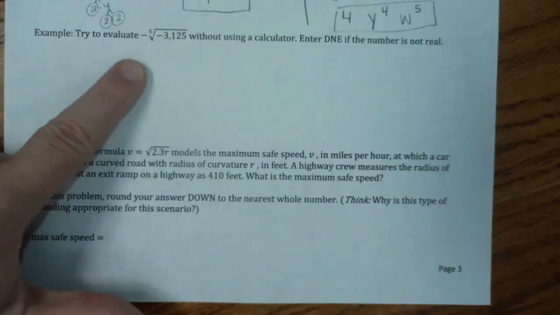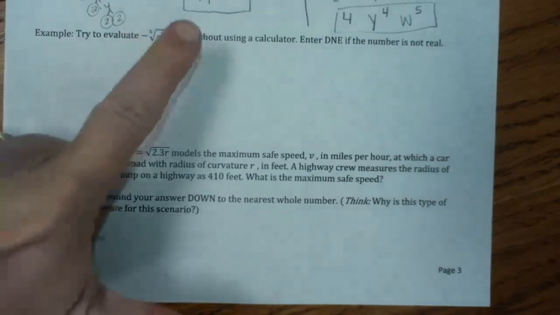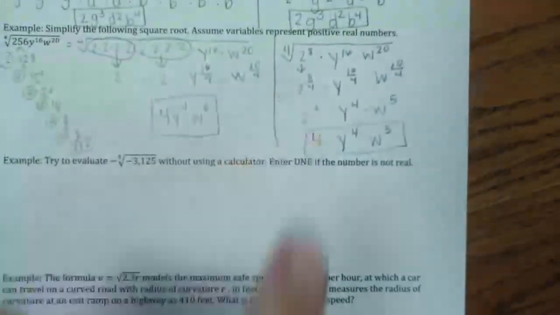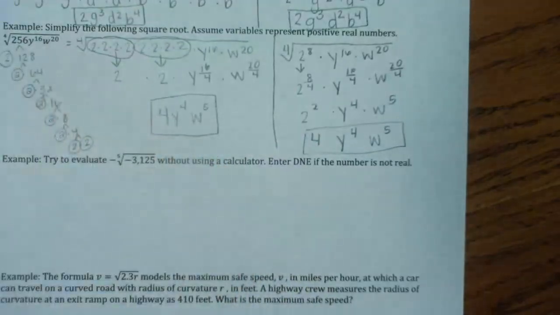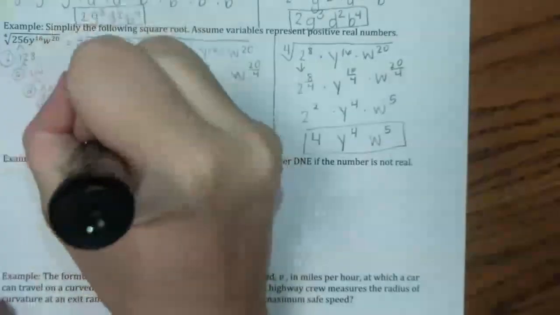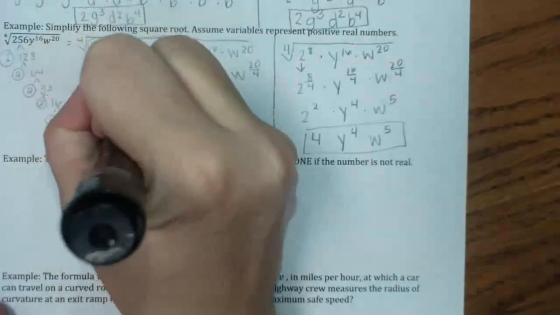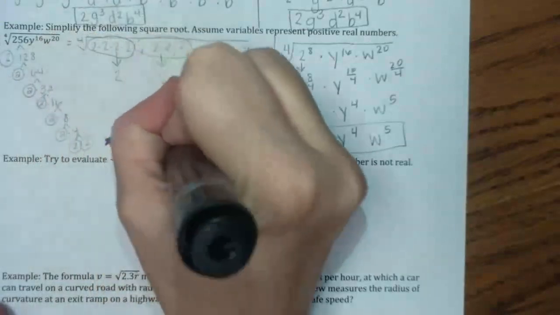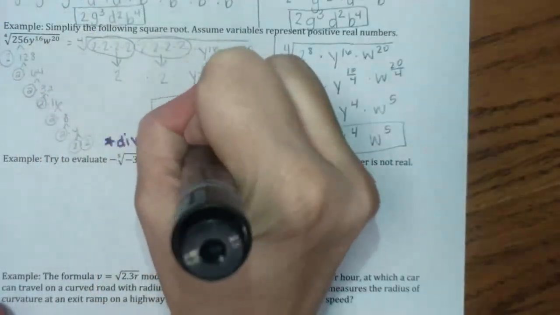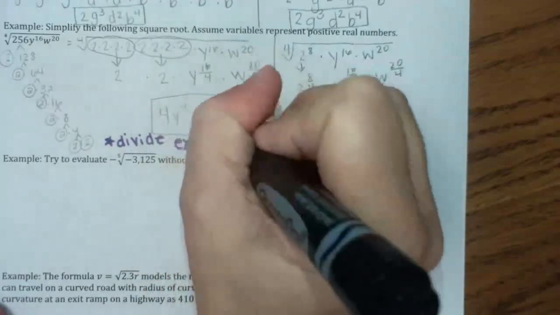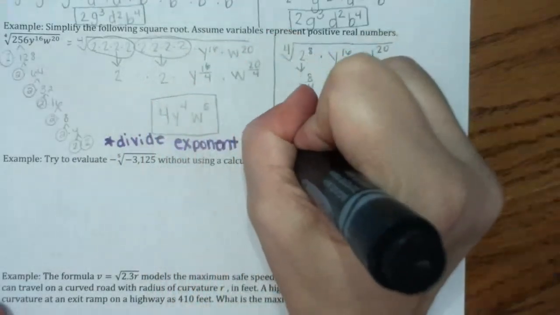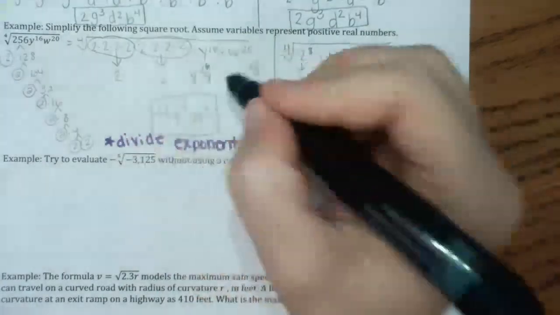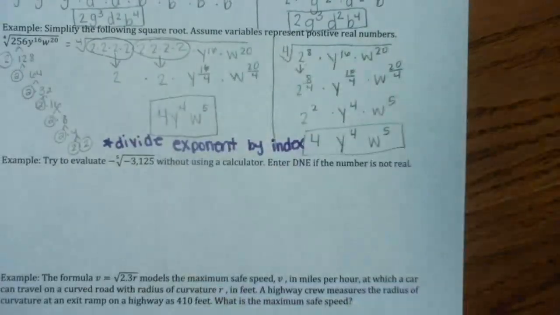Well, right here I see that we have an odd root. Let me write a little note real quick: we're going to divide our exponent by our index. It was the fourth root, so it's going to be divided by 4.